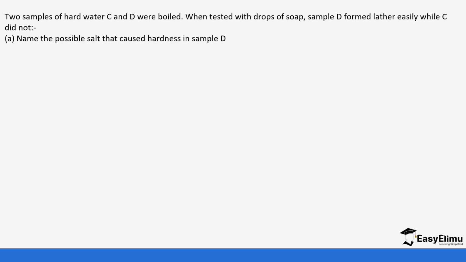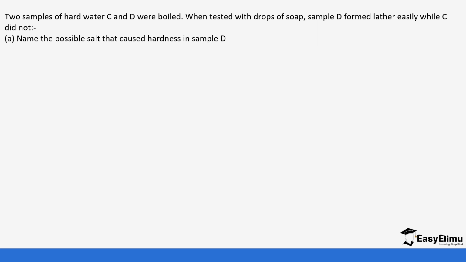So we'll do one question or two. So two samples of water, C and D, were boiled. When tested with drops of soap, sample D formed lather easily, while sample C did not. Name the possible salt that caused the hardness in sample D.